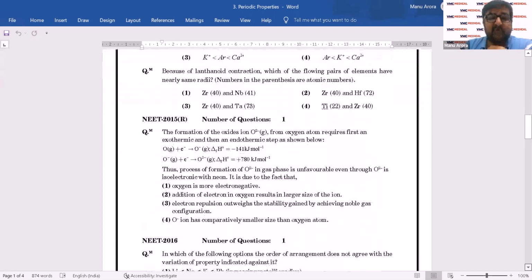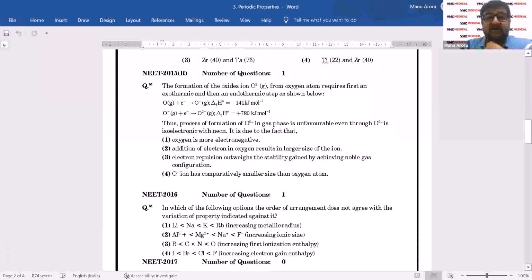Now we suddenly have 1 question coming up from the electron affinity area, on the process of formation of O2 minus ions in the gas phase and in the normal phase. This question has some link with the size of the ion and the repulsions that the incoming electron experiences. So on the whole, it's more on electron gain enthalpy of the ion, a new area which we are introducing now.